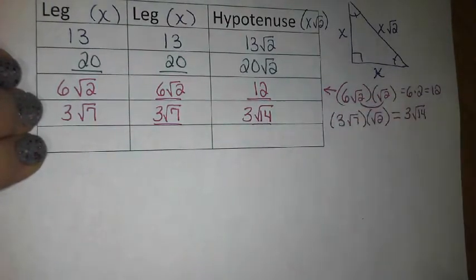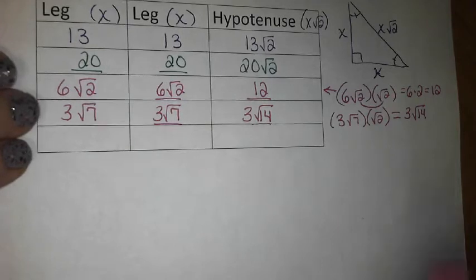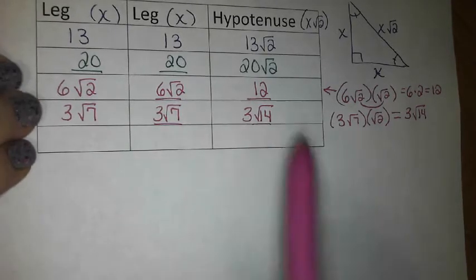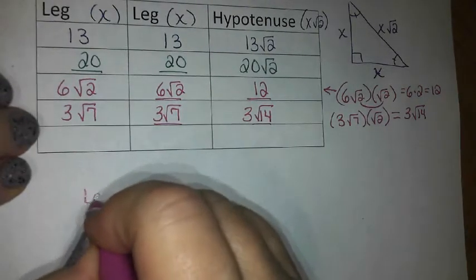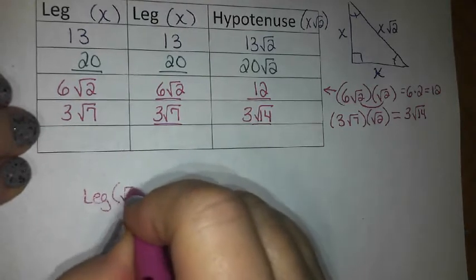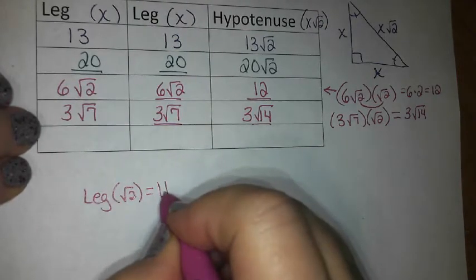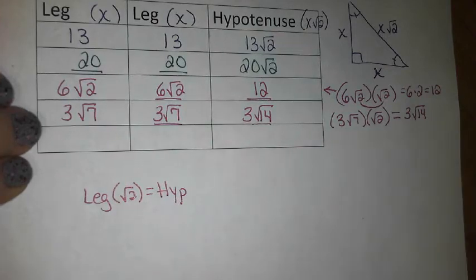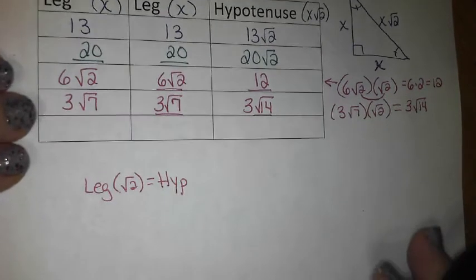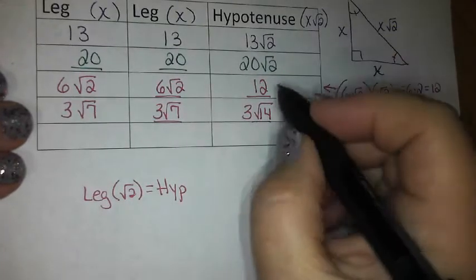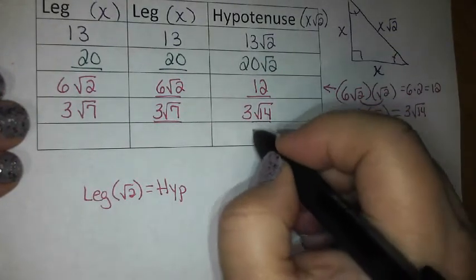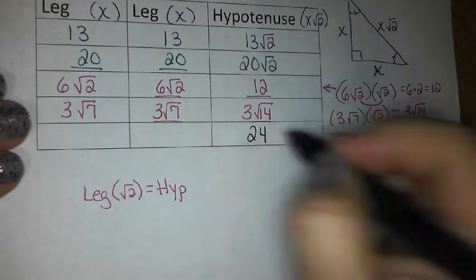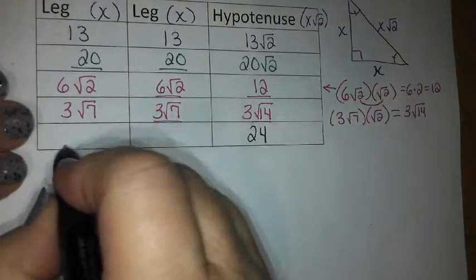Looks like a weird answer, but that's what you do. The leg times the square root of 2 equals the hypotenuse. So that's one relationship you want to remember. Now, what if I told you the hypotenuse was 24 and I asked you to find the legs?